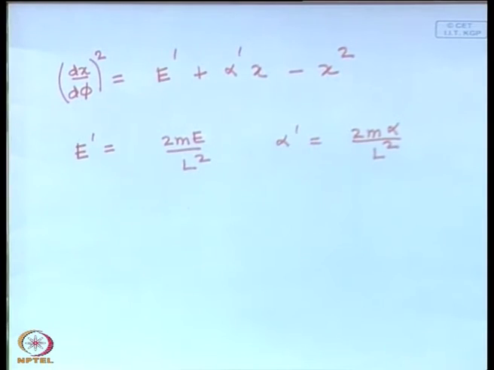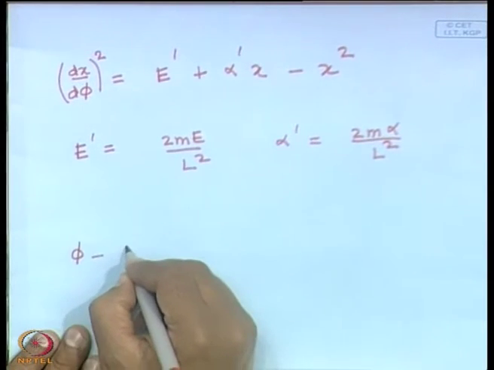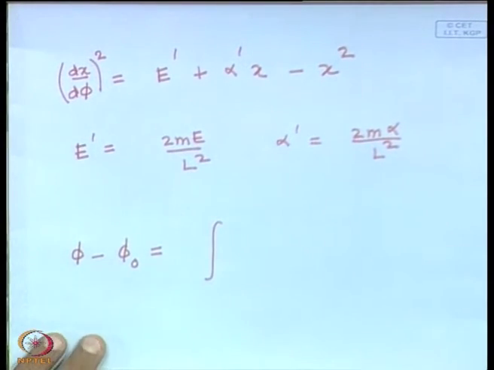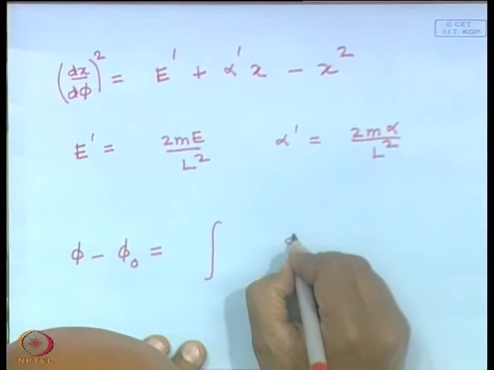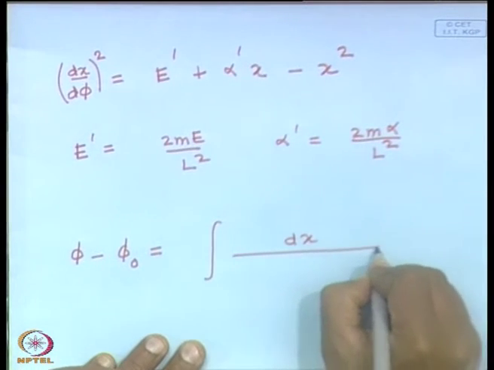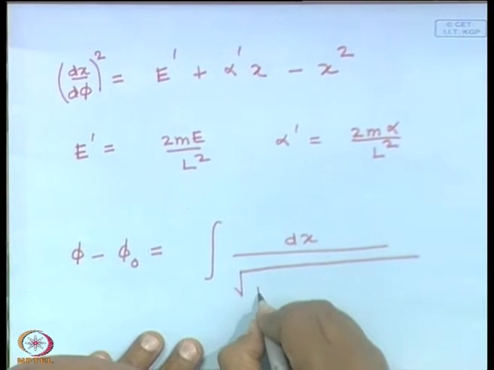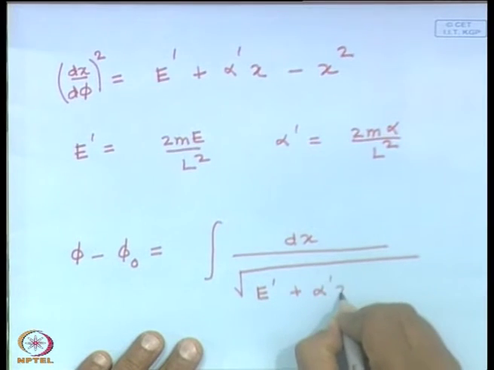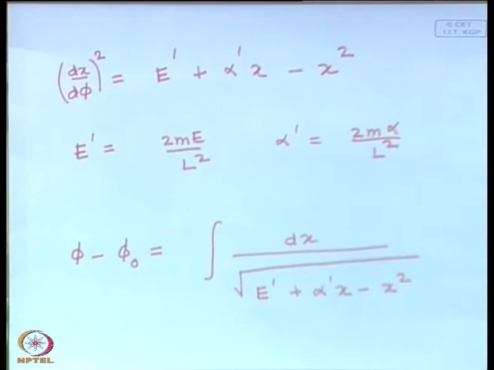And this can be integrated straight away, it is not difficult at all. If you integrate this, what you get is phi minus phi 0, where phi 0 is an arbitrary constant of integration, is equal to the integral of dx divided by the square root of E prime plus alpha prime x minus x square. Right. So, we have obtained a formal solution.